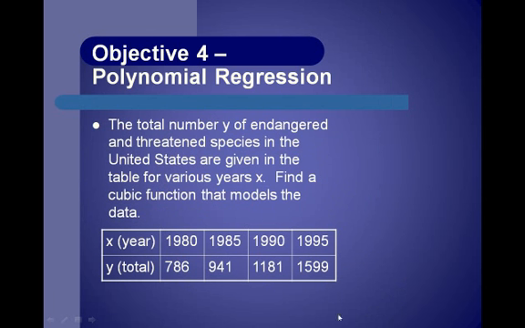Objective 4 is polynomial regression. This is where we use our calculator to find a function that models the data. So for this example, the total number y of endangered and threatened species in the United States are given in the table for various years x. Find a cubic function that models the data.